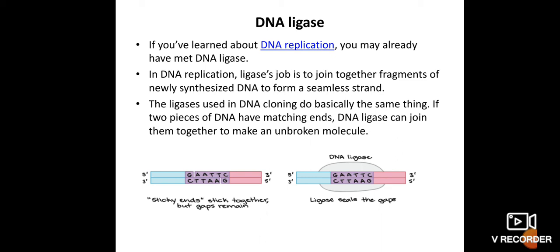DNA ligase is also called molecular glue. Restriction enzymes are commonly called molecular scissors because they cut the DNA strands. DNA ligases are called molecular glues because they join the DNA strands. If two pieces of DNA have matching ends, DNA ligase can join them together to make an unbroken molecule. So here, as we can see, sticky ends stick together but gaps remain. The DNA ligase seals the gaps.